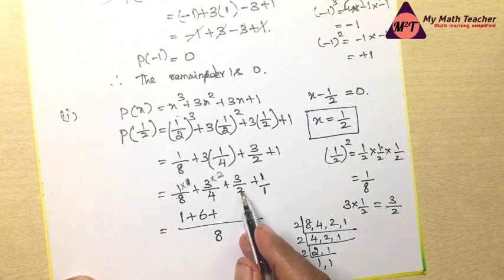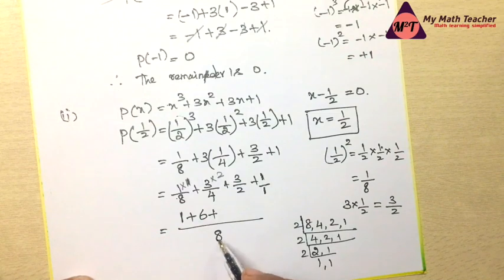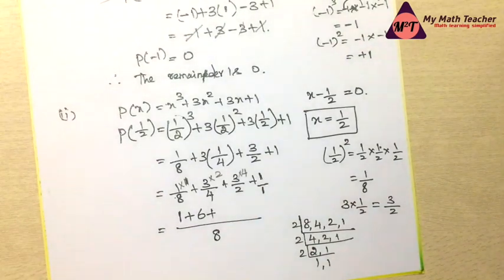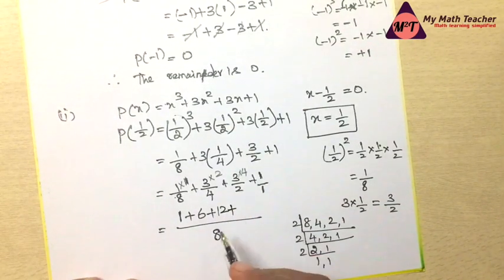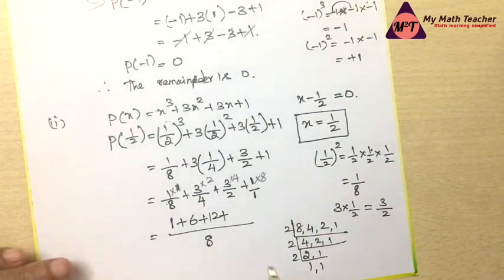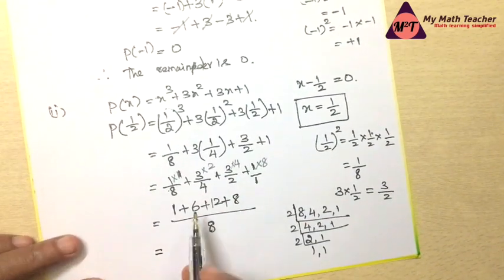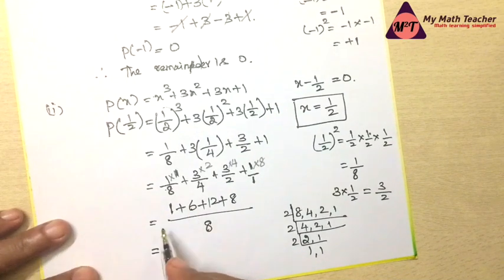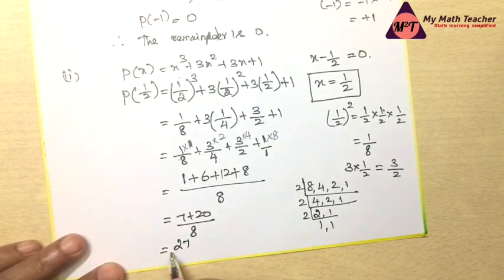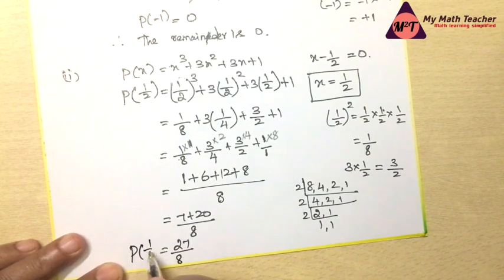Now compare 8 with 2. How many 2s are there in 8? It will be 4 2s. So multiply with that number here, now it is 12, plus. How many 1s are there in 8? It will be 8. Again multiply with the number, it will be 8. Now add all the numbers. 1 plus 6 is 7, 7 plus 12 plus 8, make it 20 by 8. We have got 27 by 8. This is P of 1 by 2. Therefore, this is the remainder.